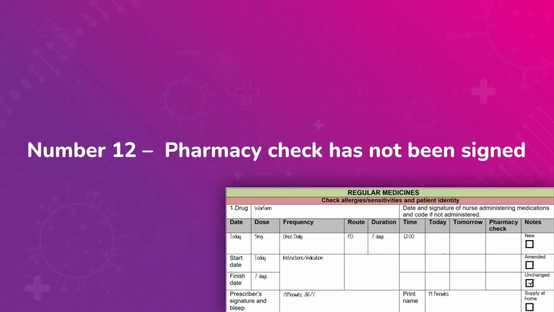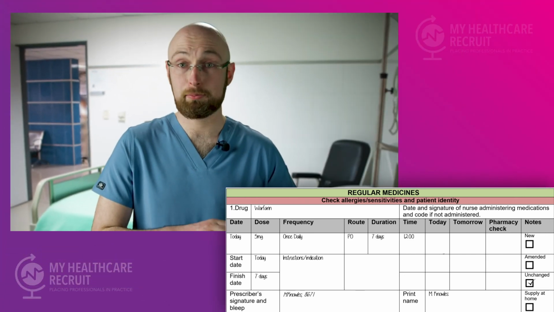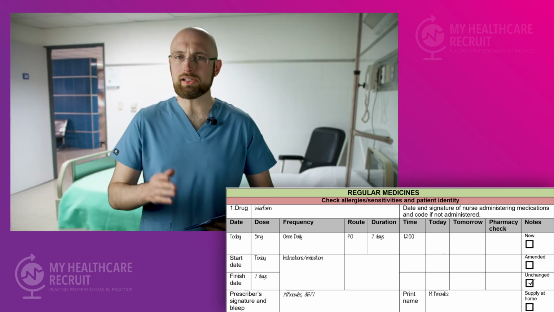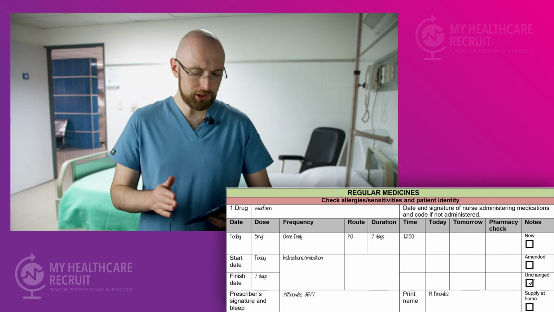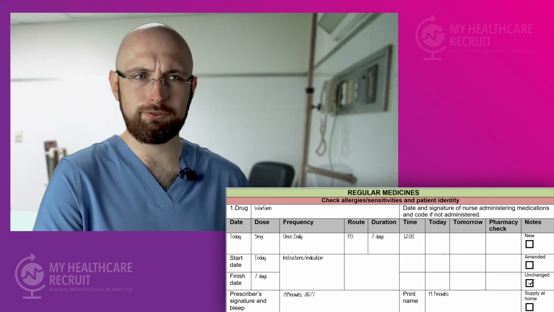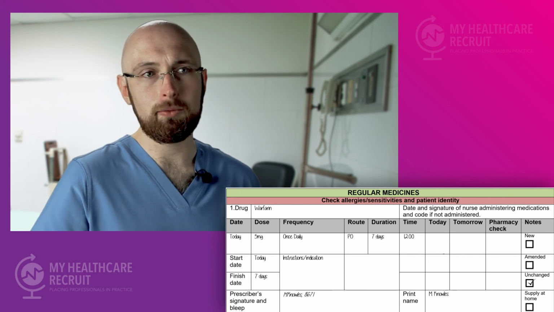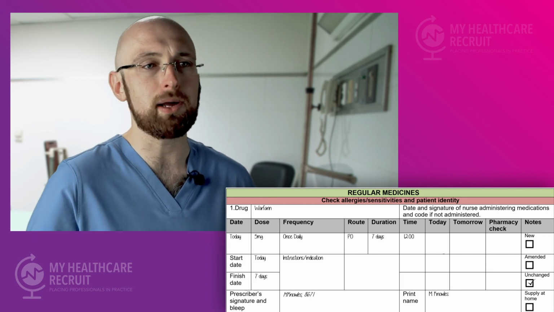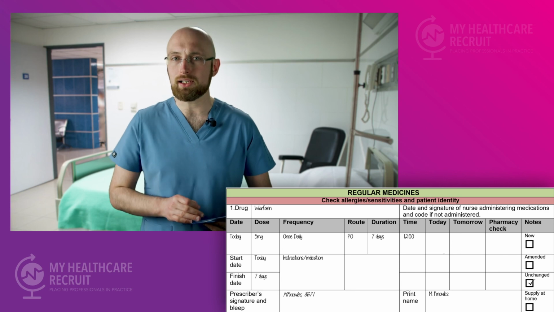Pharmacy check has not been signed. I can see that the patient has been prescribed warfarin as their regular medication. Dose is 5 mg once daily orally. Duration is 7 days and it is due to start today. The first dose is due at 12, which it is now, and it has been signed by the prescriber with a valid bleep number. However, it has not been checked by the pharmacy.